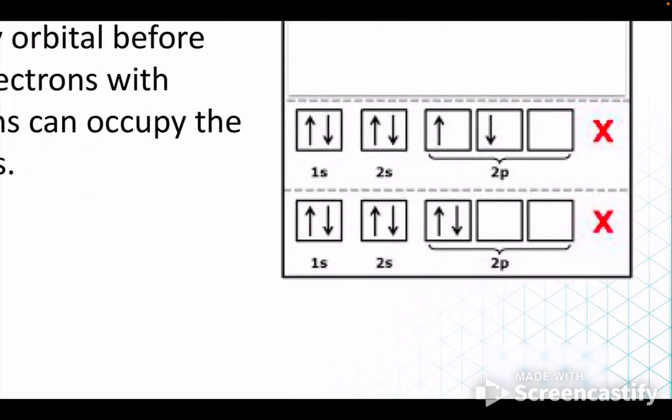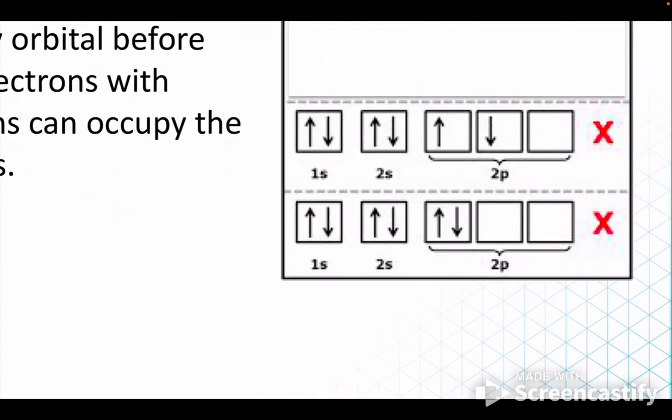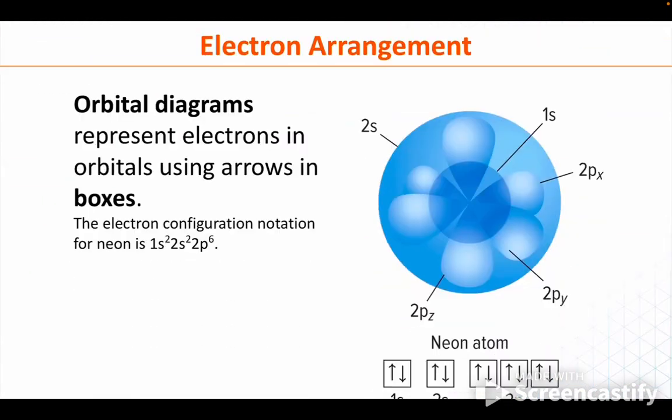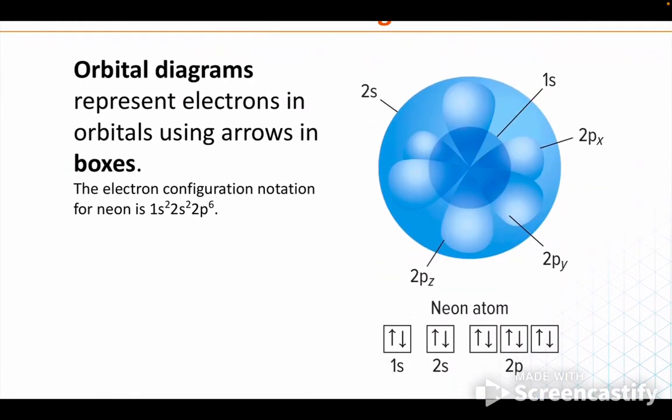So these are examples of what Hund's rule is not. You don't want to have them spinning opposite like they are here. They would all spin the same way in their own orbitals. In this one here, the second electron should go in its own orbital. Orbital diagrams are when you do the box and arrow like this. We are going to draw some of these also.